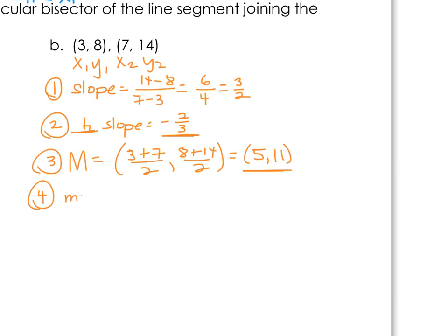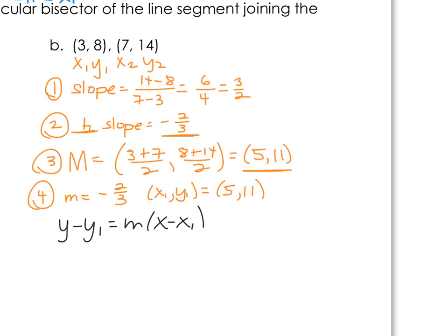Remember, our lowercase m is our perpendicular slope, negative 2/3. Our x1, y1 is our midpoint, that's 5, 11. And we substitute all of that into point slope form. y minus y1 equals m times x minus x1. I'd like you to try this as well. Press play, and then we'll be done.